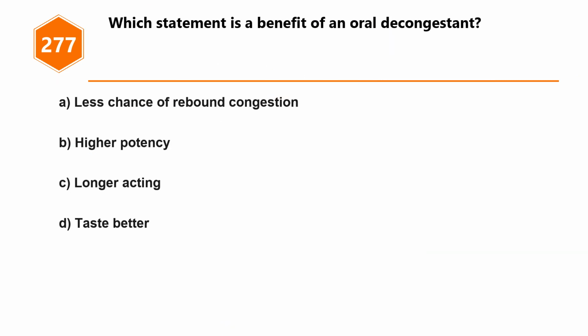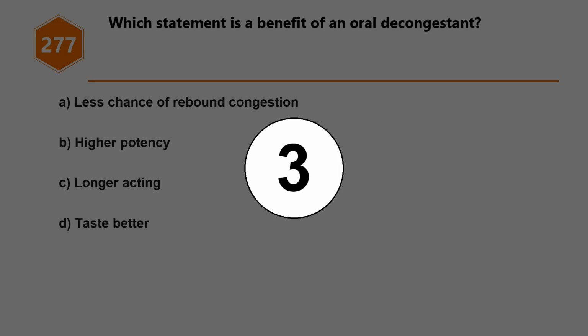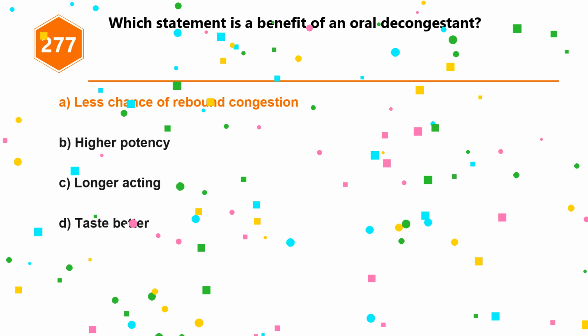Question 277. Which statement is a benefit of an oral decongestant? Option A, less chance of rebound congestion. Option B, higher potency. Option C, longer acting. Option D, taste better. The correct answer is option A, less chance of rebound congestion.